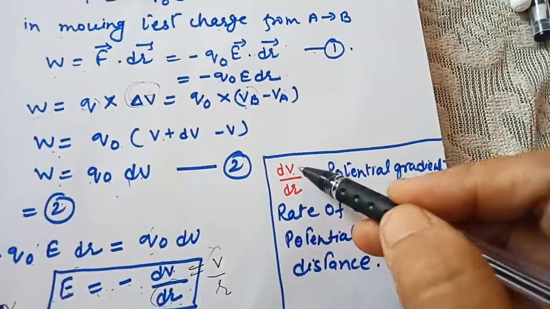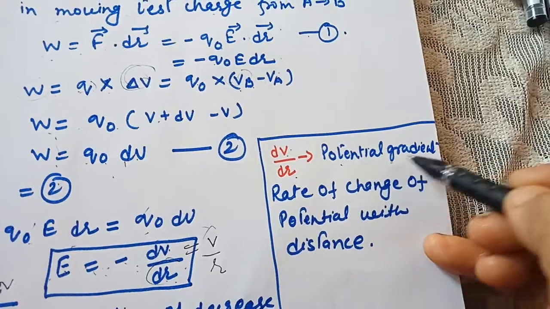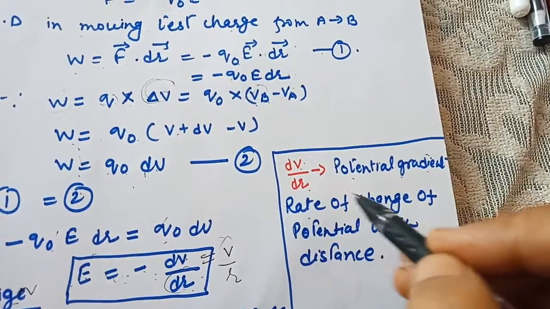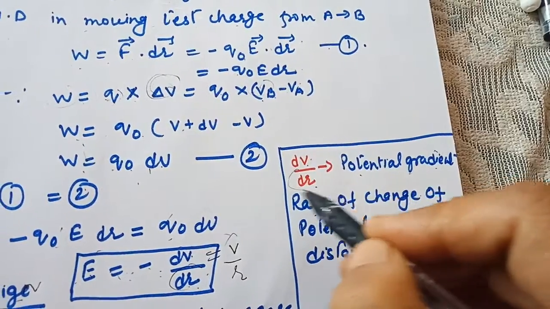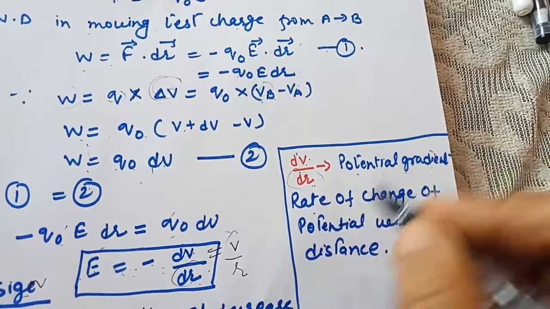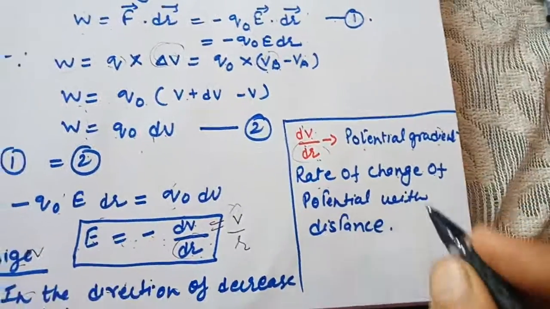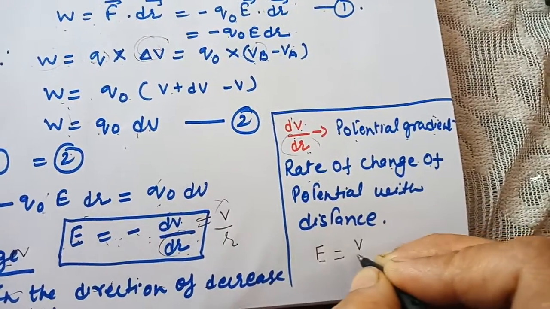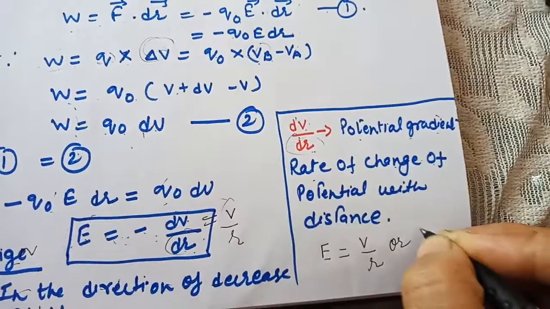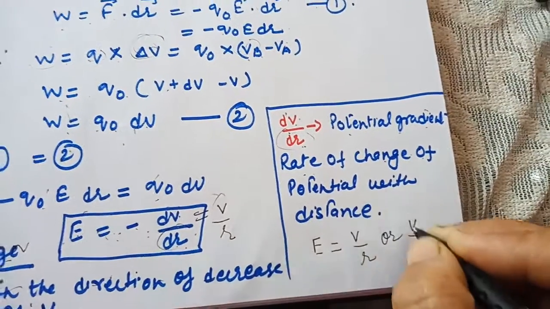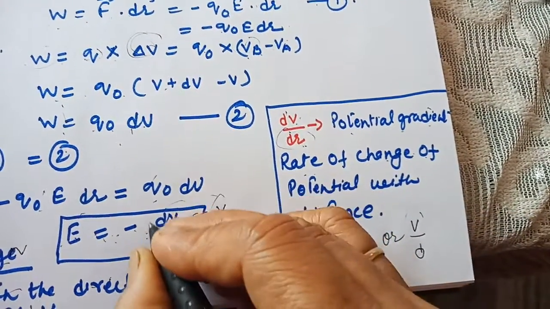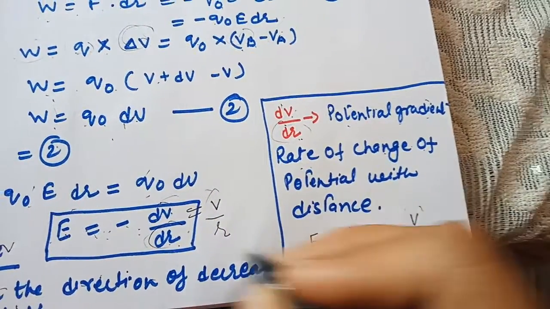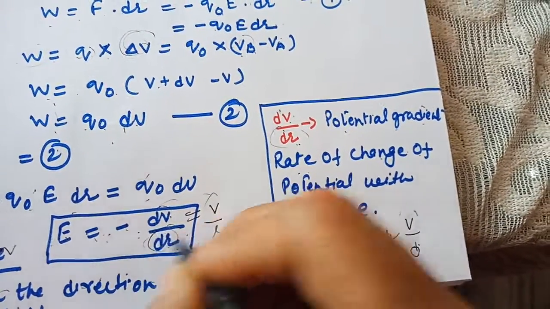And what does this expression dV over dr represent? It is called the potential gradient. What is the meaning of this? The rate of change of potential with distance. dV over dr is the rate of change of potential with distance. So simply, this expression in magnitude can be written as V by r, or you can write it as V by d also. What is the meaning of this V? The potential difference between two points. What is the meaning of r or d? The distance between two points.